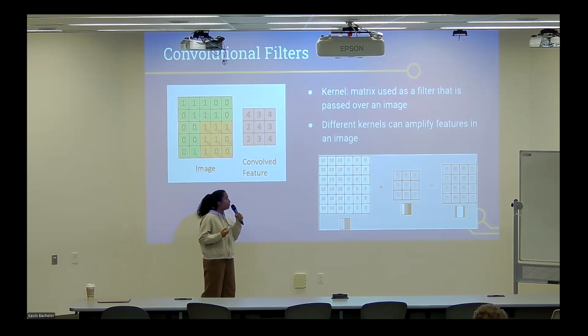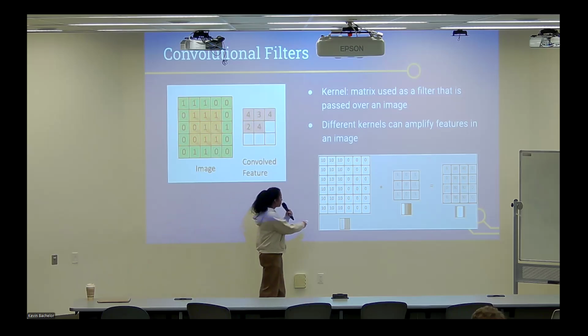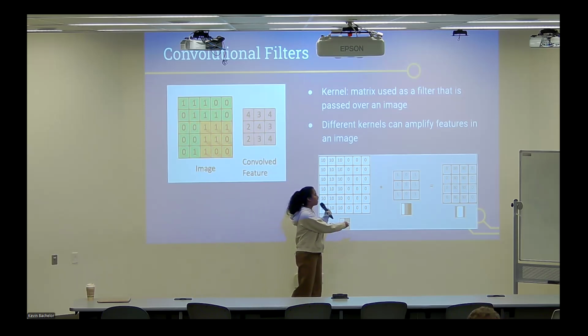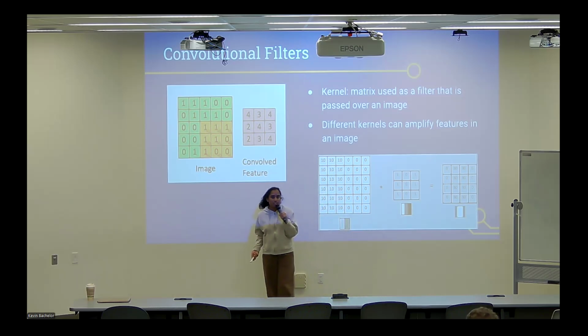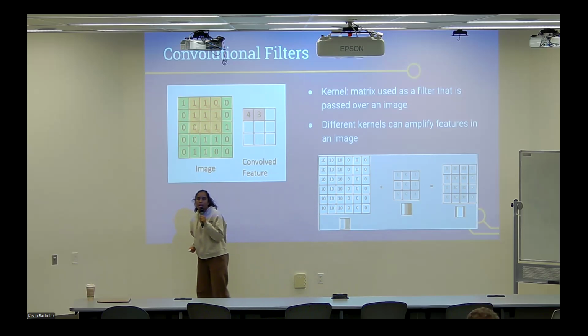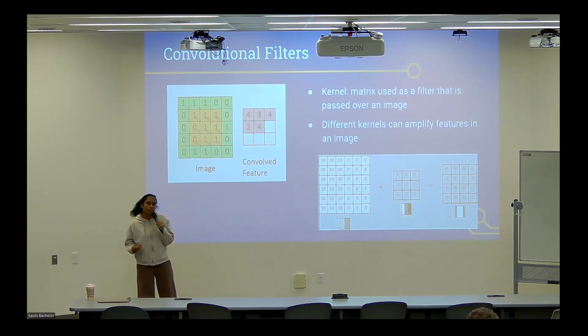Different kernels can amplify different features in an image. For example, here we have a gray and a white box, and based on our kernel, we amplified the white in the image. You can amplify different features based on what you're looking for and what you want to use to identify whatever's in the image.